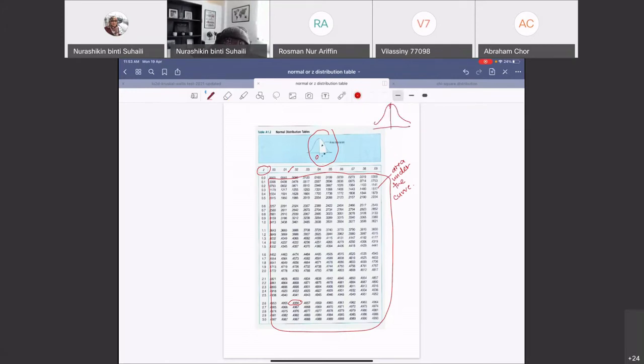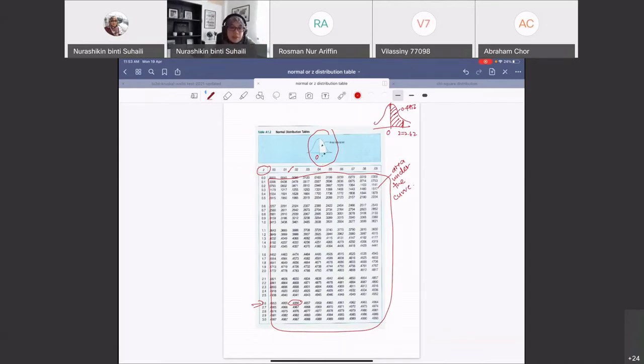So let's say it is up to here, equal to 2.62. The value given in the table, which is 0.4956, actually refers to the area under the curve enclosed from when Z equals 0 until Z equals 2.62. That's what it means. I hope you still remember what we have studied before.